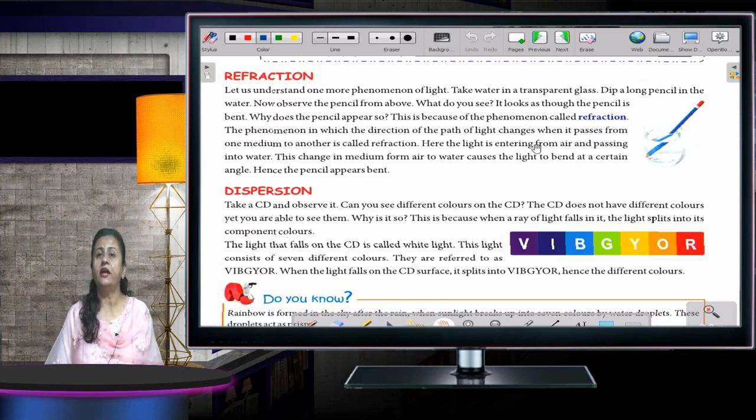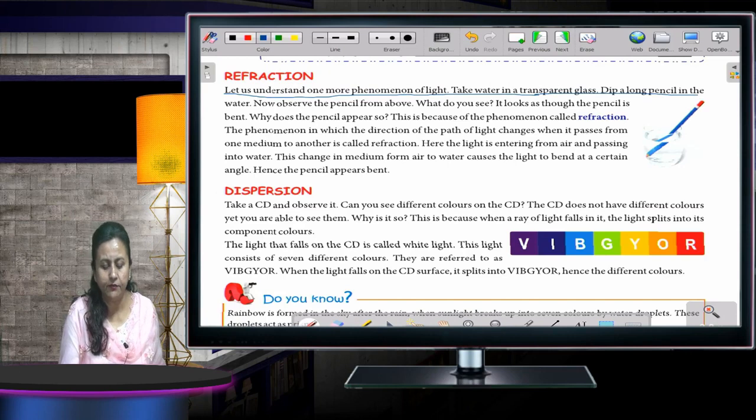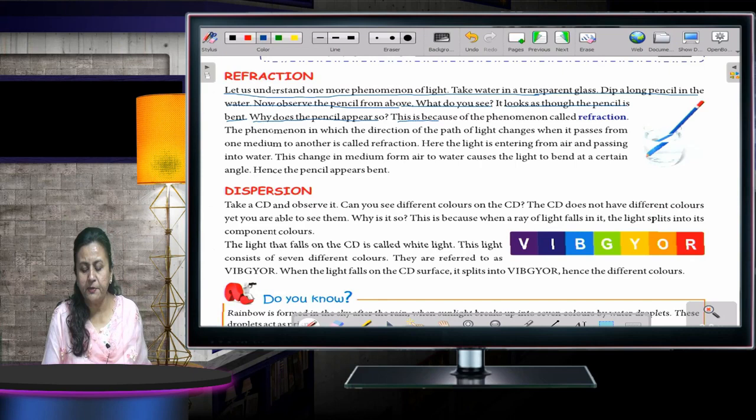What is refraction? Okay children, what is refraction? Let us understand one more phenomenon of light. Take some water in a transparent glass, dip a long pencil in the water. Now observe the pencil from above. What do you see? It looks as though the pencil is bent. Why does the pencil appear so? This is because of the phenomenon called refraction.